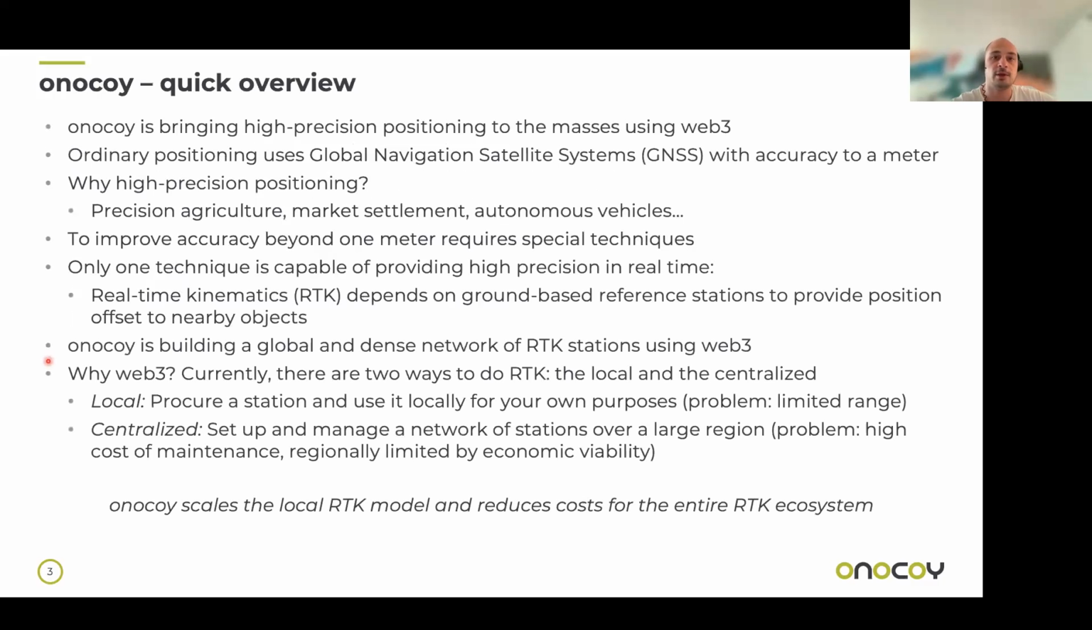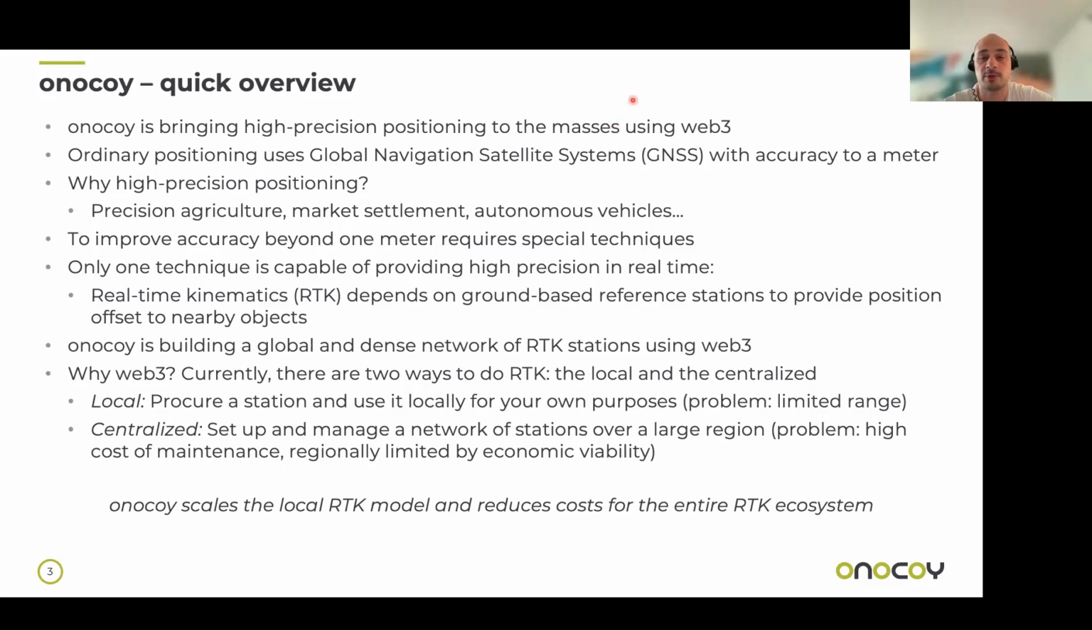So to begin, I'd like to introduce our project, Onocoy, to contextualize this work. What is Onocoy? Onocoy is bringing high precision positioning to the masses using Web3. What is high precision positioning? Well, it's an augmentation of ordinary positioning, which uses global navigation satellite systems, GNSS. That's like your GPS, and you might be familiar also with other GNSS technologies such as Galileo in Europe.